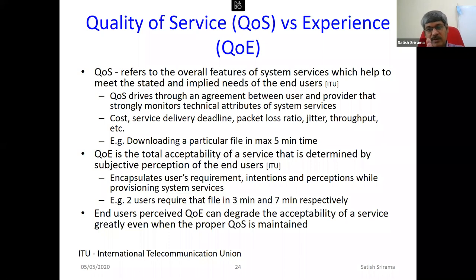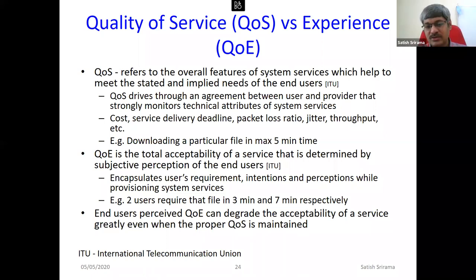But there is a difference between quality of service and quality of experience. What the quality of service is saying is that the file should be downloaded within 5 minutes. But there can be two different users. One user is okay even if the file is downloaded in 7 minutes. In that case, you are failing your quality of service requirement and there will be a penalty for you, but the user still uses it. But there will be another guy whose quality of experience requirements are a little bit higher. He wants that file to be downloaded within 3 minutes. If you can't download within 3 minutes, even though you have satisfied the quality of service, this guy is not happy. Quality of experience is critical.